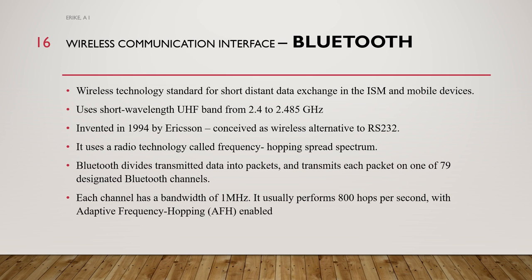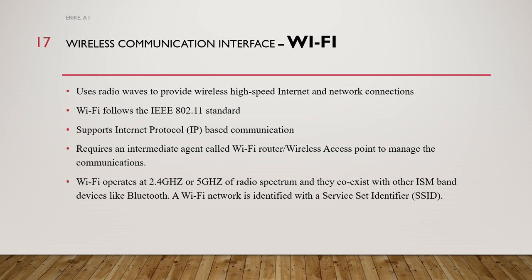Okay, next in our list is the wireless communication interface Wi-Fi. Wi-Fi also uses radio waves to provide wireless high-speed internet and network connections. Wi-Fi follows the IEEE 802.11 standard and supports internet protocol-based communication. It requires an intermediate agent called a Wi-Fi router or wireless access point to manage the communications.